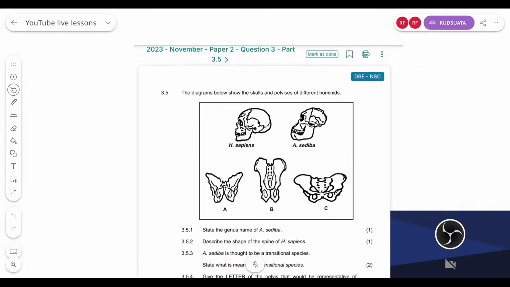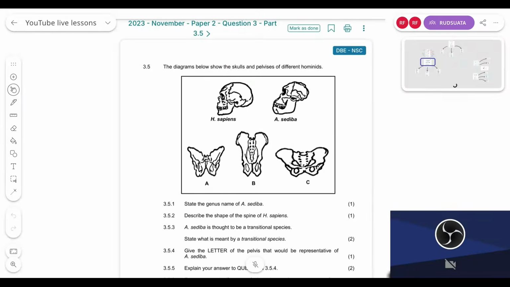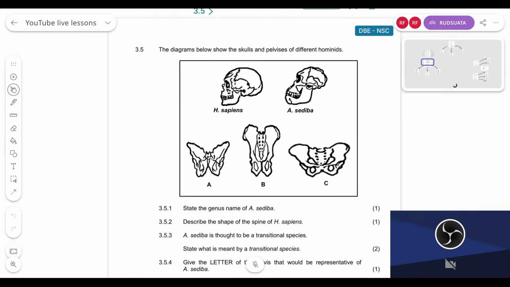This one came from 2023, November, paper 2. I'm going to make this a little bigger so we can see nice and clearly. Let's walk through the question and then we will look at the memo. It says the diagrams below show skulls and pelvises of different hominids. So we have H. sapien and A. sediba. We also have some unknown pelvises as well. I always encourage my matrics to familiarize themselves with the pictures first.